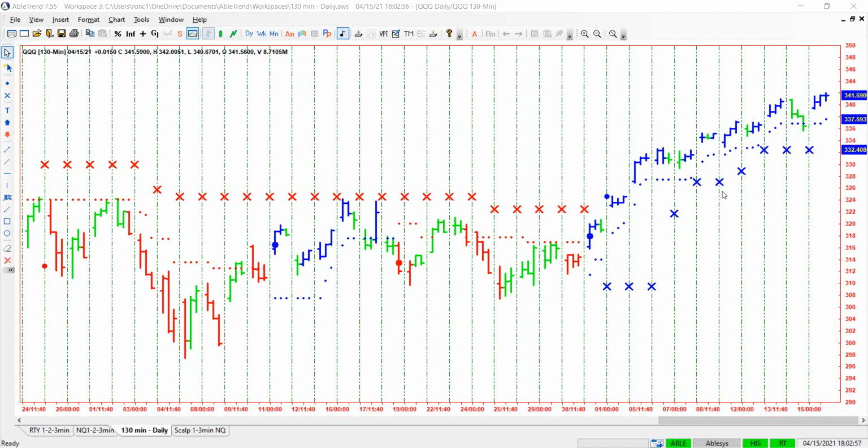And I was saying that AbleTrend works the same. It doesn't matter what you like to trade. You can do stocks, Forex, futures. It's just as accurate for day trading as it is for longer term position trading.